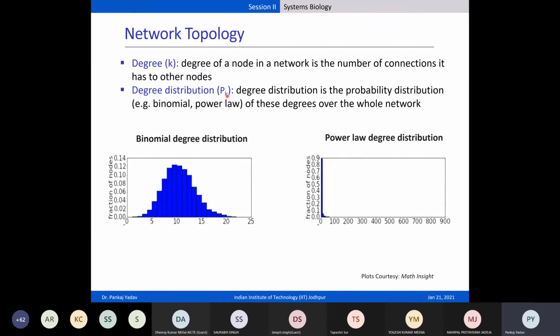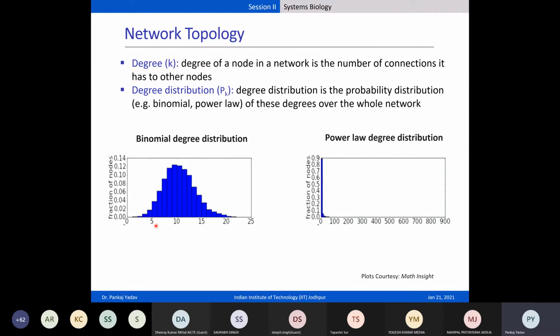Degree distribution is usually described as P subscript k, where we say that degree distribution is the probability distribution. Different types of distribution are possible, such as binomial or power law, of these degrees over the whole network. So how are these degrees distributed for a given network? Below in these figures, you see some examples from real biological networks.